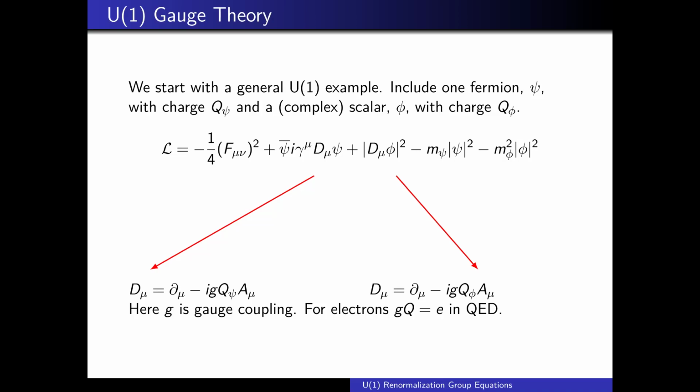Now g here denotes the gauge coupling, and it's related in QED, for example, to the electric charge by the fermion's charge. This is the charge under the representation, not its actual electric charge. So the electric charge is related to the gauge charge times the gauge coupling, in QED.